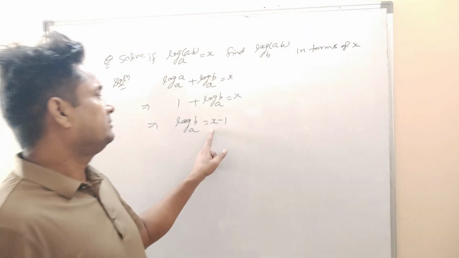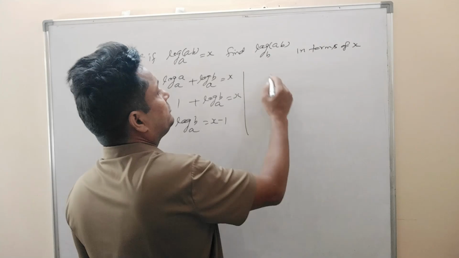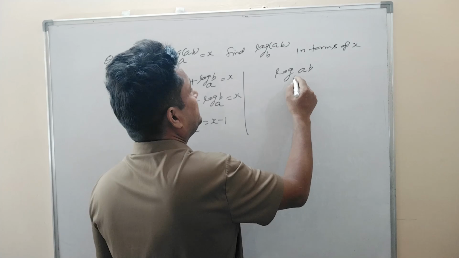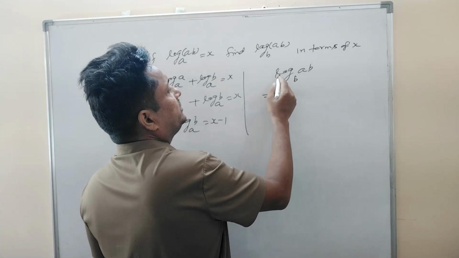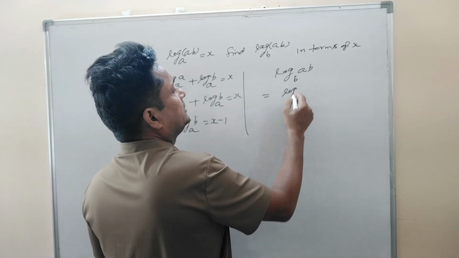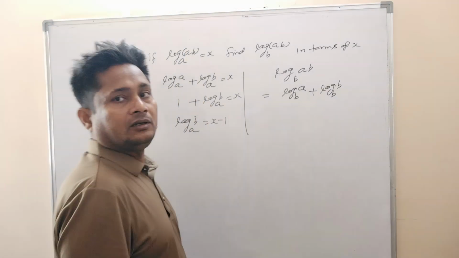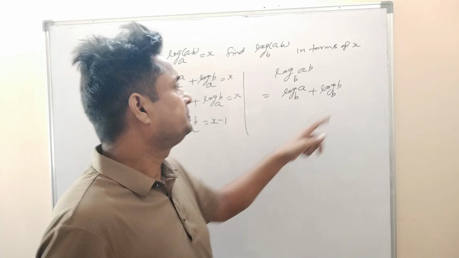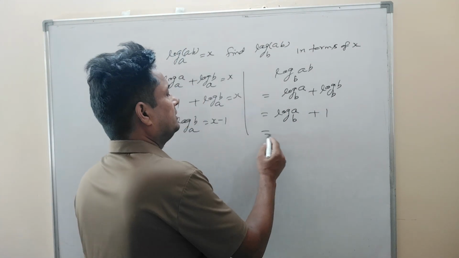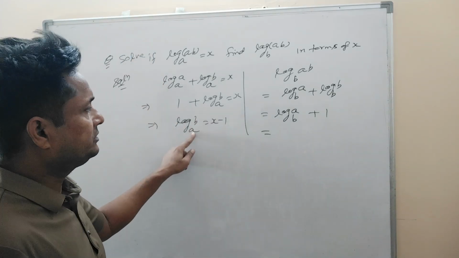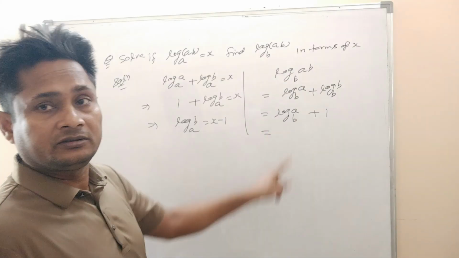Now we can use this value, log B base A is equal to x minus 1, in this one. So we have to find log of AB base B, which can be written as log of A base B plus log of B base B. Log of B base B is 1. So this can be written as log of A base B plus 1. Now here it is given log of B base A is x minus 1, and here the base is changed.